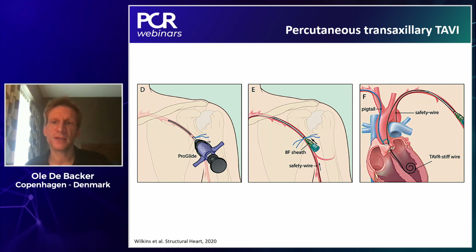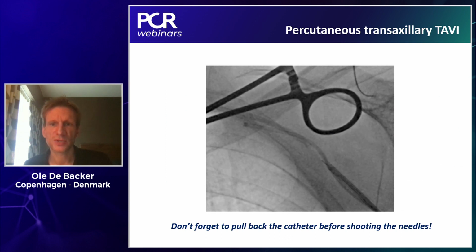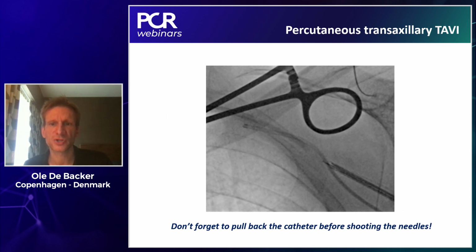After this 8 French sheath placement, I typically already go crossing the aortic valve. I don't upsize already to the bigger sheath, so I reduce the ischemia time in the arm of the patient. So that's what you see here. This is the placement of the ProGlides.